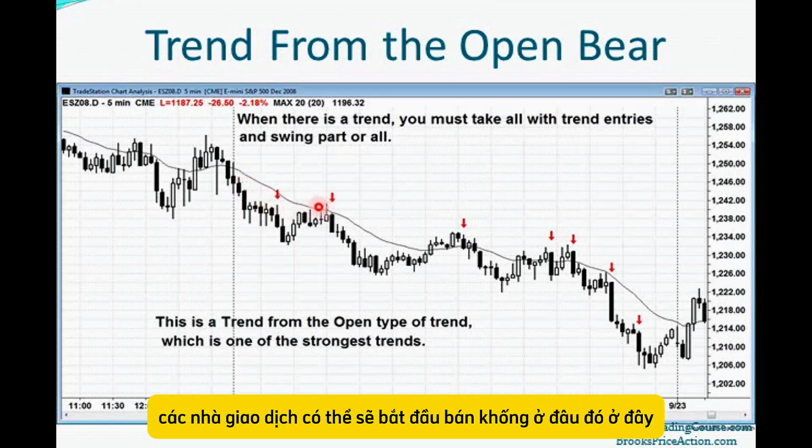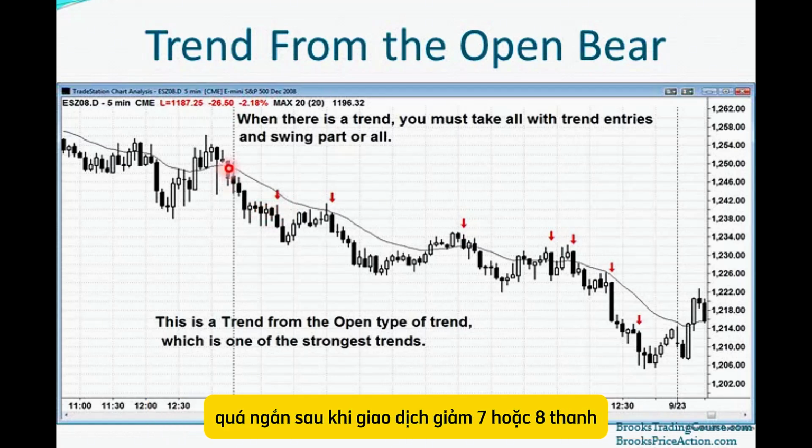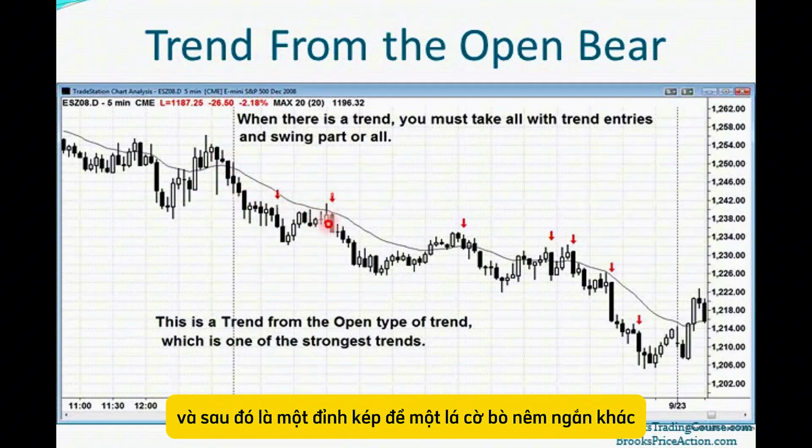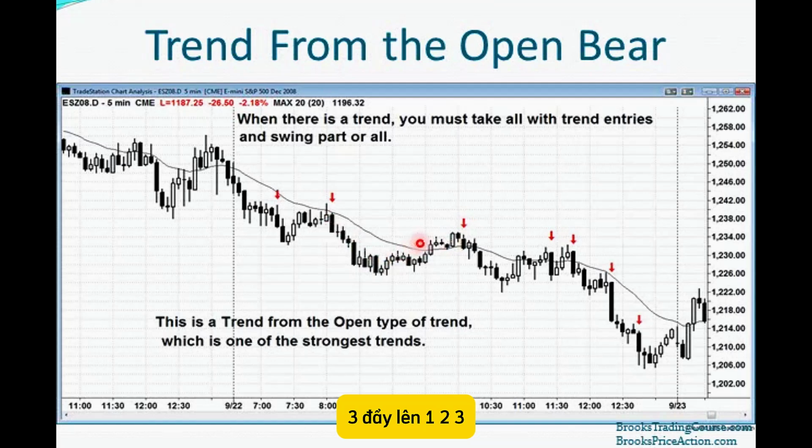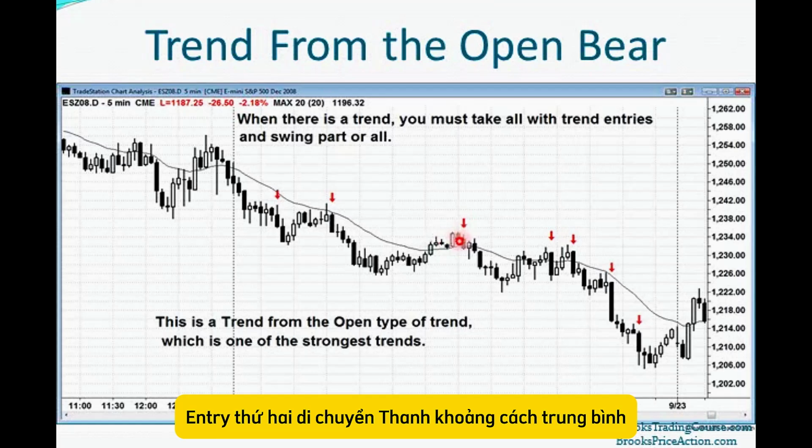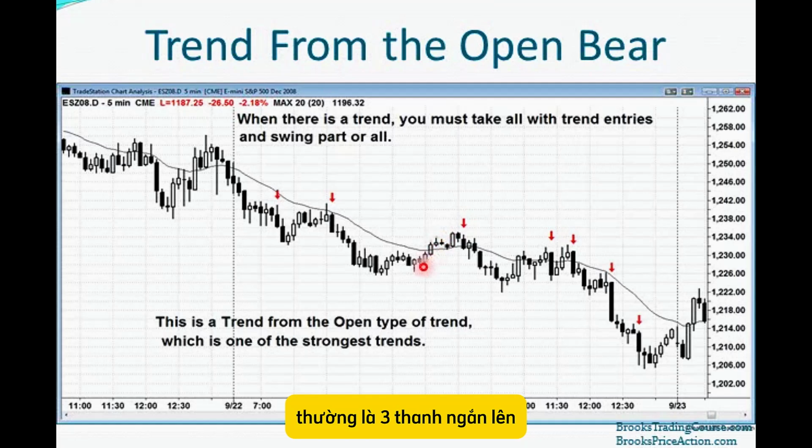Traders would probably start shorting somewhere in here, a low 2 short, after trading down for 7 or 8 bars, and then a double top, so another short. Wedge bull flag, 3 pushes up, 1, 2, 3. Second entry, moving average gap bar. The low of this bar is above the moving average, so it's a gap bar in a bear trend, usually a short. 3 bars up, okay to wait for a second entry.